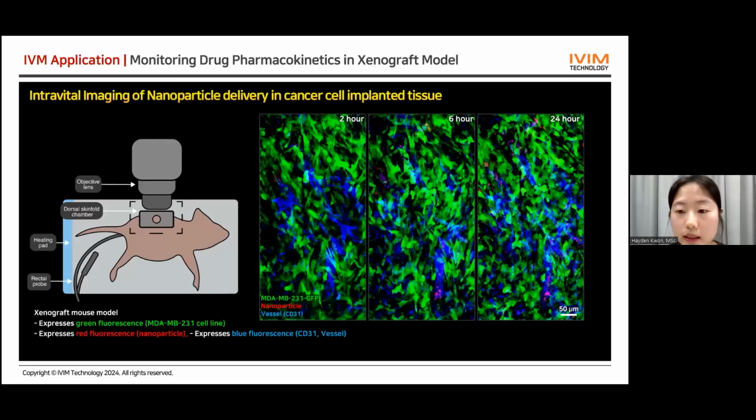And next, we visualized the delivery process of the pharmaceutical nanoparticles. We injected a triple negative breast cancer cell line into the dorsal skin fold chamber model, followed by the injection of nanoparticles. Subsequently, we conducted imaging at day 2, 6, and 24 hour time points. The nanoparticles labeled in red were observed within the blood vessels surrounding cancer cells at the day 2 and the 6-hour time points. But by the 24-hour time point, we observed the nanoparticles existing in the blood vessels and being delivered around the cancerous tissue.